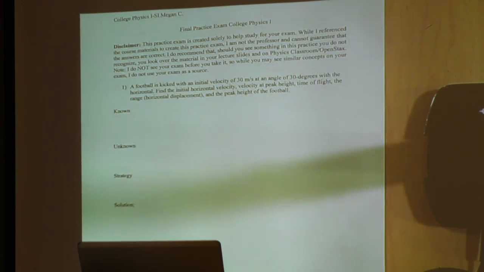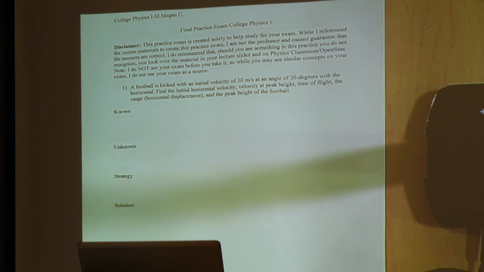So we actually start out with 2D kinematics. I've said this to a few people I know. I felt like it would be a better idea to start with 2D than 1D because 2D kind of builds on 1D. So if you understand this, you should be able to understand the easier stuff. The first question is that we have a football that's kicked with an initial velocity of 30 meters per second at an angle of 30 degrees with the horizontal. You need to find the initial horizontal velocity, velocity at peak height, the time of flight, the range, and the peak height of the football.